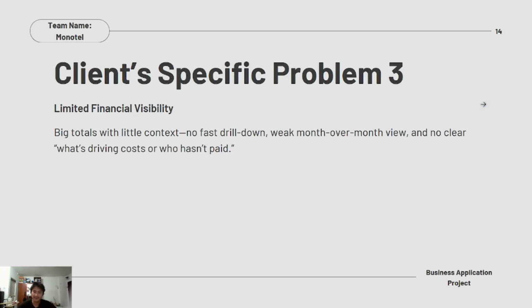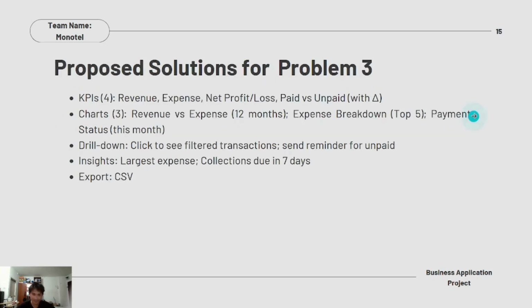So client satisfied. Problem number three. So limited financial visibility basically means owners are not sure of their expenses and revenues each month, and if they make profit or loss for that month. And for that, we want to provide a solution. The solution is that in the dashboard session we provide the four important values: revenue, expense, net profit or loss, paid or unpaid.